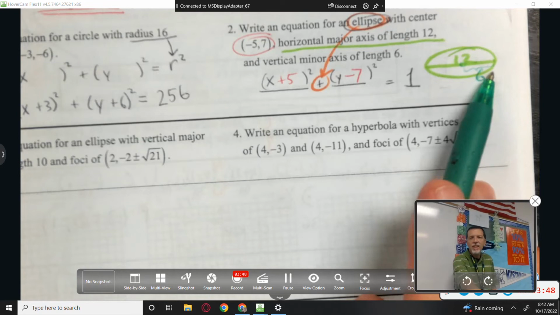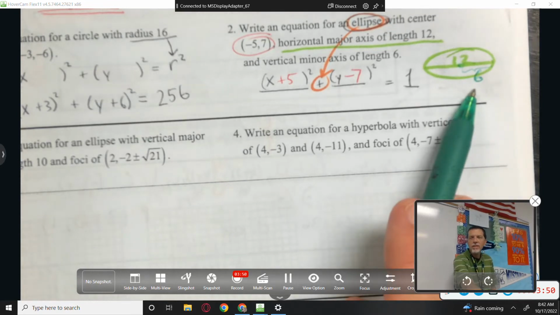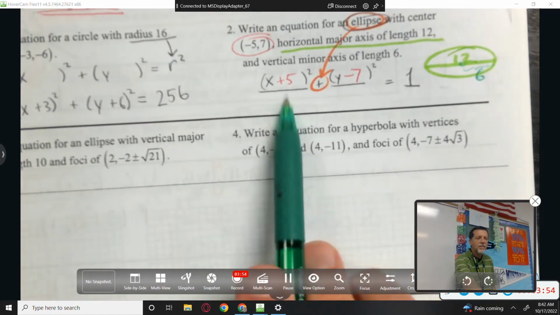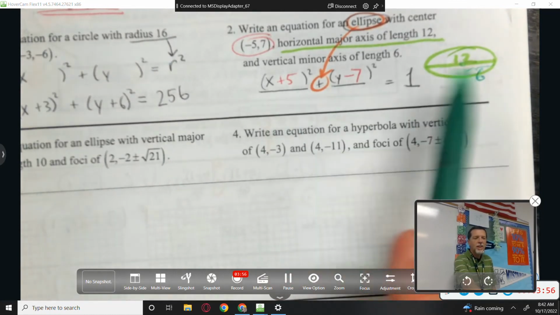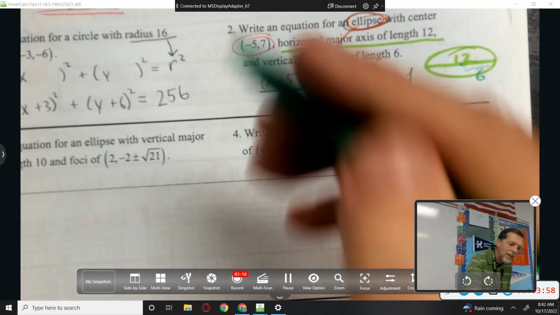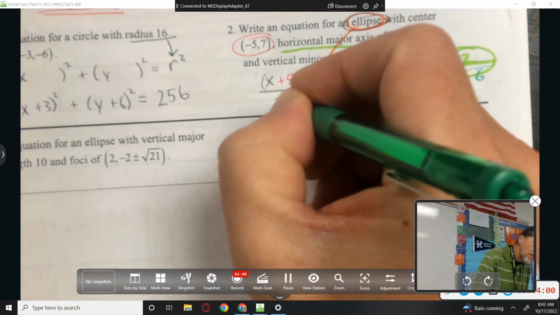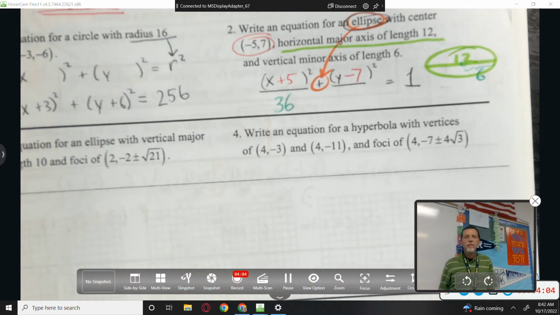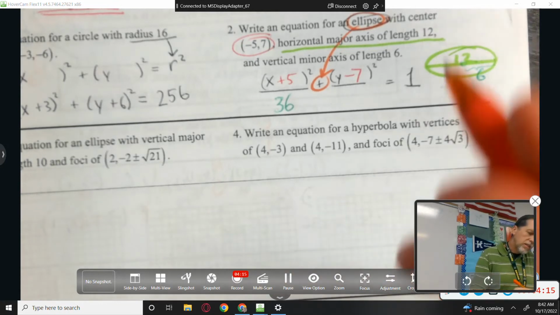Half of that's 6. So what do I do with the 6? Square it, and then where does it go? Under the x or under the y? Under the x, because it was a left and right thing. So 36 will go under the x stuff. Running out of colors to use.